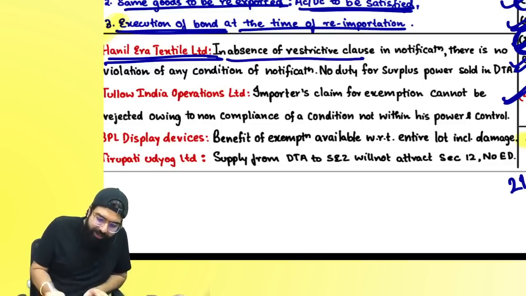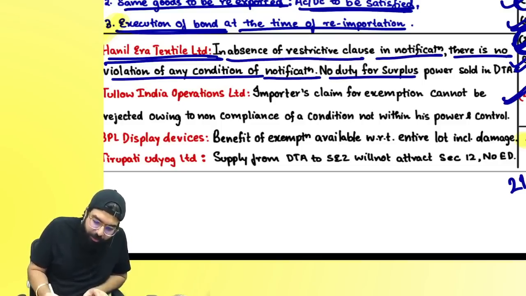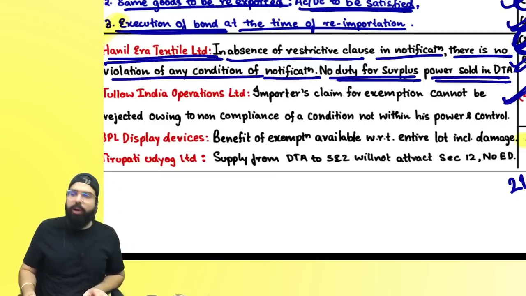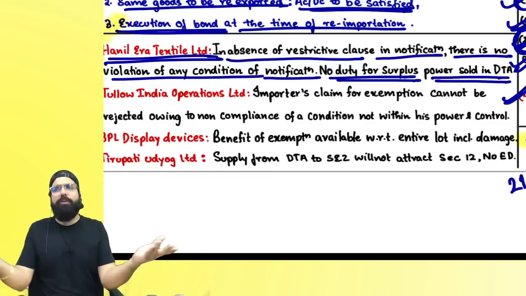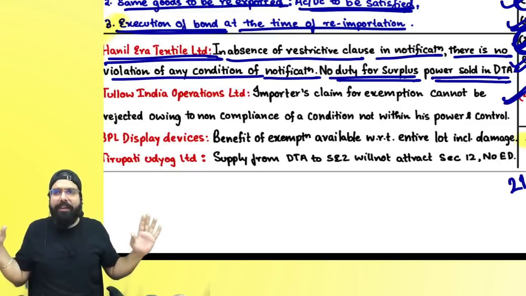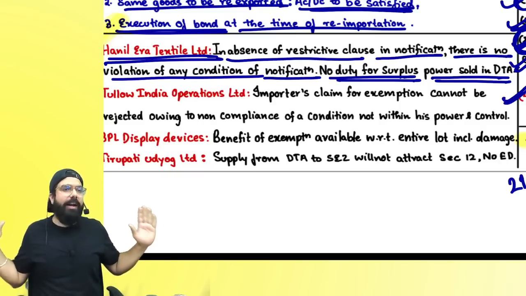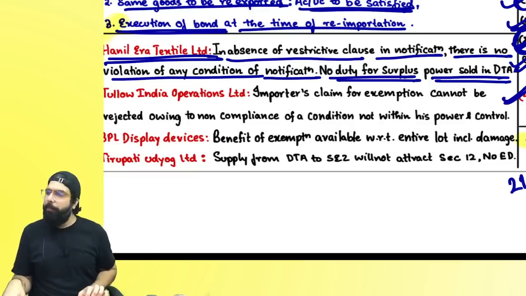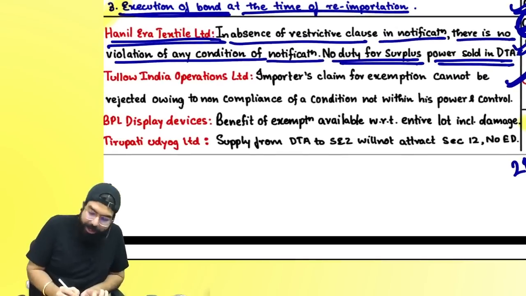In the absence of any restrictive clause in the notification, there is no violation of any condition of the notification. No duty on surplus power sold in the domestic tariff area, because they could not store the power. They sold it in the domestic tariff area, and there is no violation of any condition in the notification. Hanil Era Textile did not have to pay any duty on the DG set and furnace oil. I hope everyone is clear.